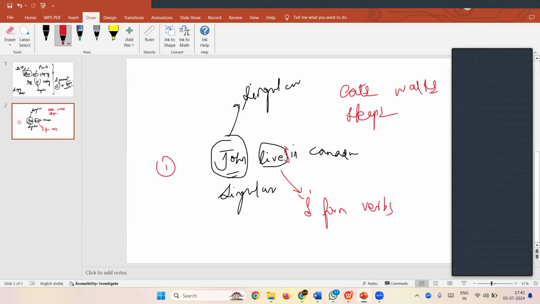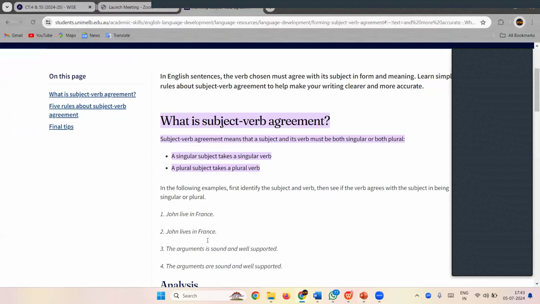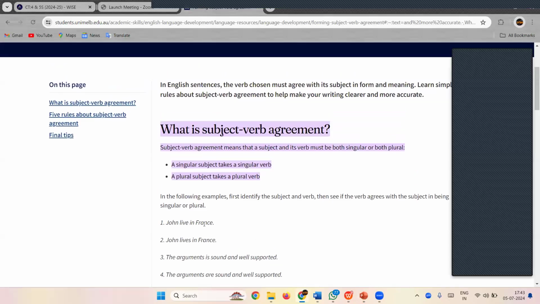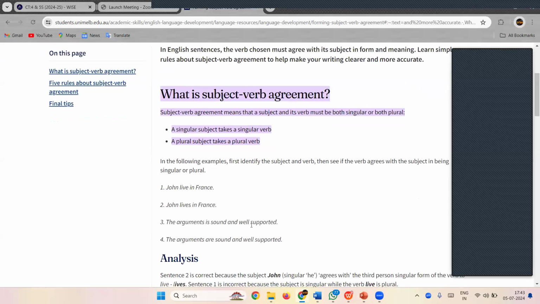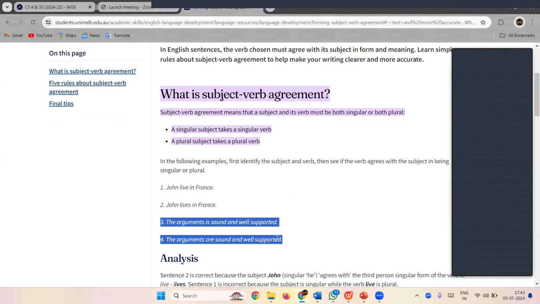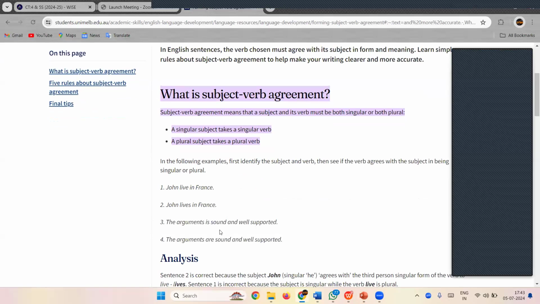So in this sentence, the first one is wrong. The second one is right: John lives in France. Correct? Now see the third one: The argument is sound and well supported. Is this sentence right, or the fourth one: The arguments are sound and well supported? Ma'am, the fourth one is right, because the helping verb is changed.